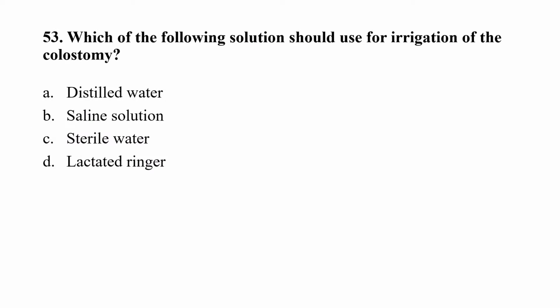Question number 53. Which of the following solutions should you use for irrigation of the colostomy? Option A, distilled water. Option B, saline solution. Option C, sterile water. Option D, lactated Ringer's. The correct option here is option B, that is saline solution or normal saline. Normal saline is the solution you should use for irrigation of colostomy.